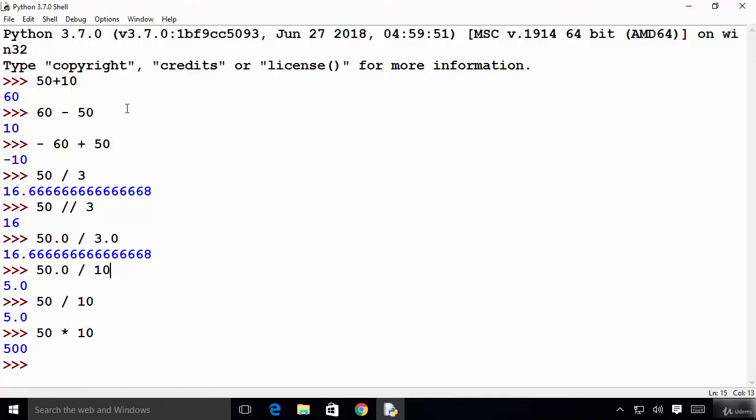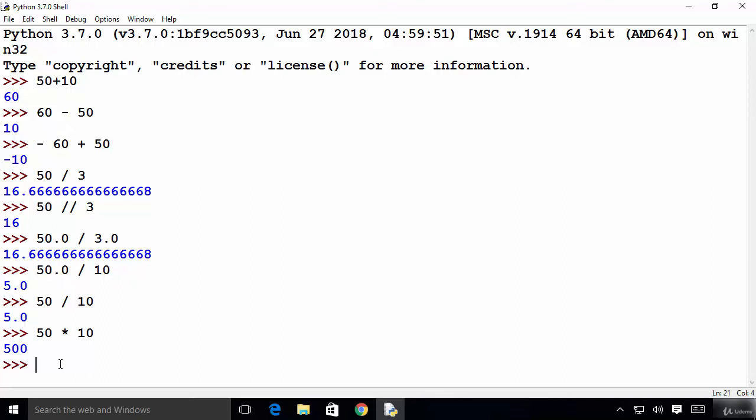So what we have learned till now: this is an expression, this is an expression, or 50 divided by 3 is an expression. The numbers on which you operate are called operands, and these symbols which you can use to multiply, divide, add, or subtract are called operators. And these numbers are also called literals when they are constants.